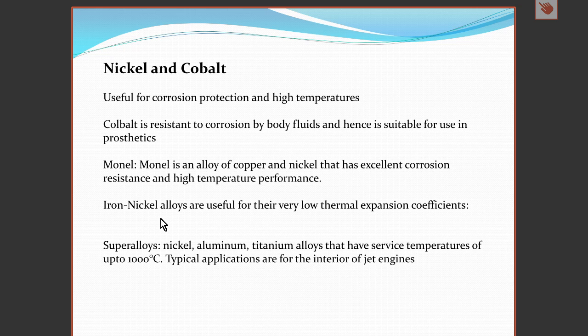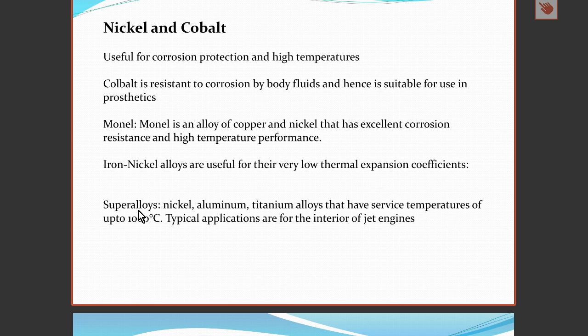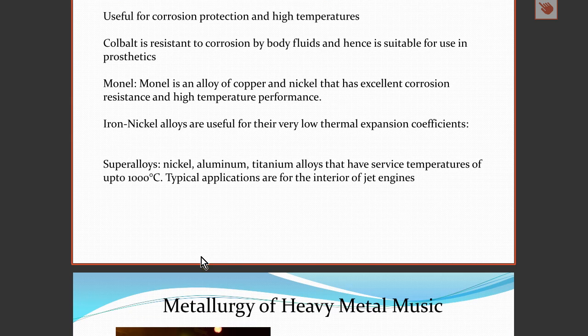You see, the composite parts have to be baked, and they use Invar because it doesn't expand very much, and hence assures the tolerance, the precision of the molded part. And then there's superalloys, which contain nickel, aluminum and titanium, and they have service temperatures up to 1000 degrees centigrade, and applications of this include the interior of jet engines for the blades.